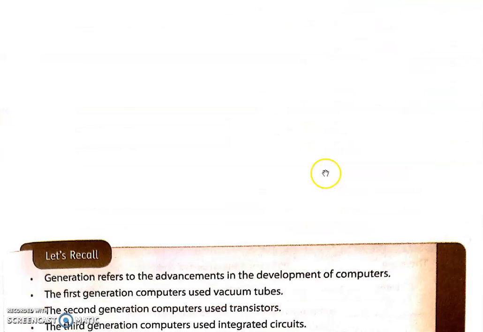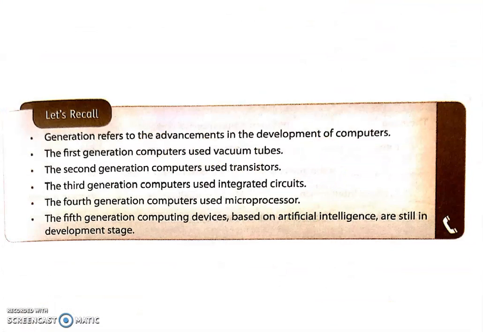Okay, so let's recall quickly. Generation refers to the advancement in the development of computers. First generation computers used vacuum tubes. Second used transistors. Third used ICs. Fourth used microprocessors. And the fifth generation is based on artificial intelligence.